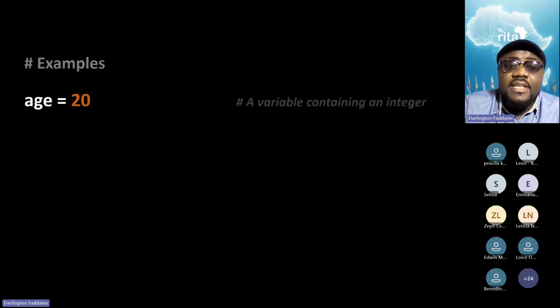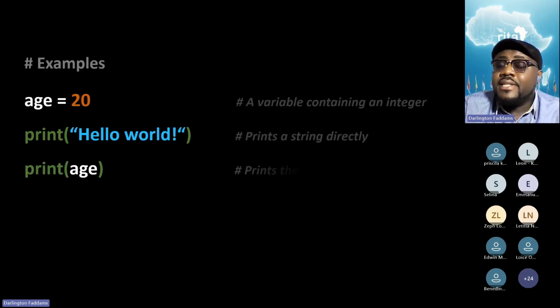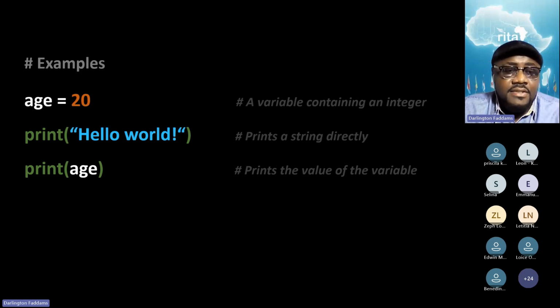For example, if I say age is 20, age is a variable, and so I can just print age like that. But if I want to print, let's say hello world, I need to put it in quotes because it is text or a string. This is called a string literal. I'm printing a literal string within the print function. And I can also print a variable like we see with the age variable.